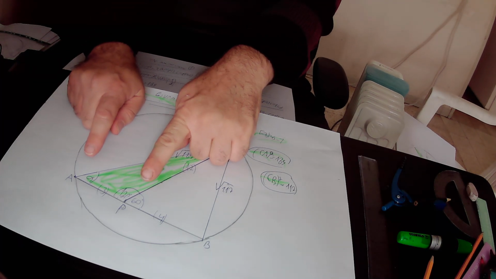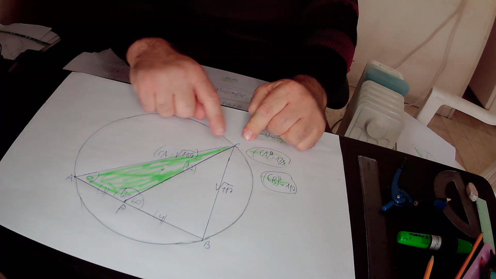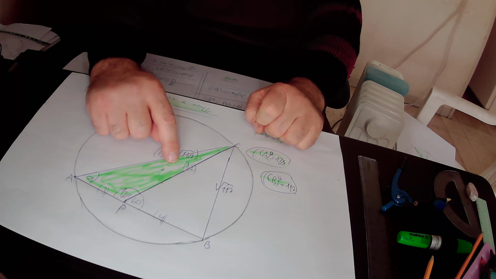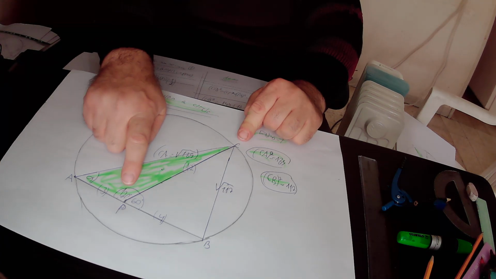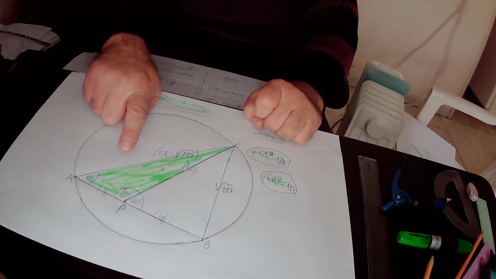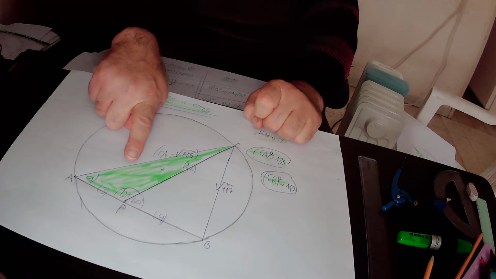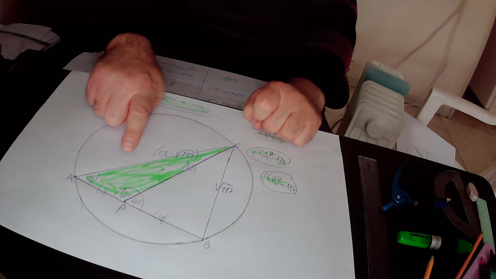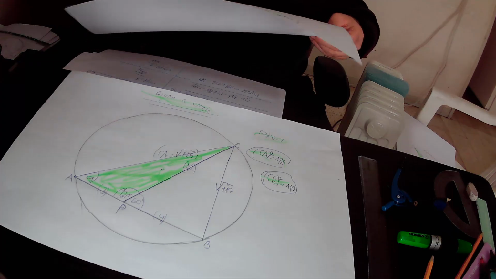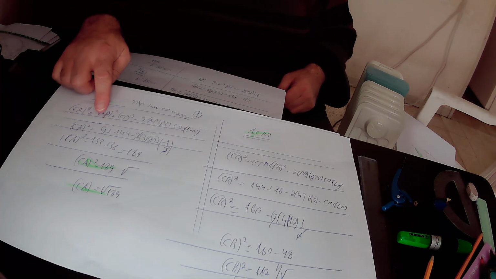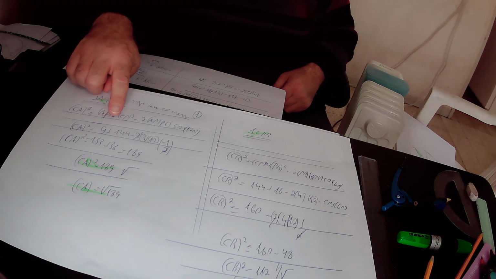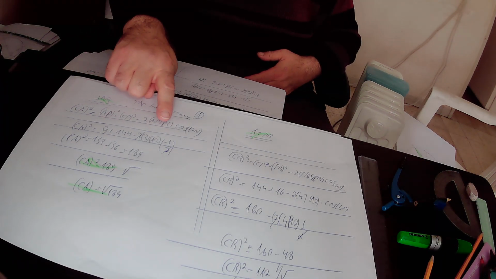AP is 3, therefore AP squared is 3 squared, that is 9. Plus CP squared. CP is 12, therefore CP squared is 12 squared, that is 144. Minus 2 times AP, that is 3, times PC, that is 12, times cosine 120 degrees. Cosine 120 degrees is equal to minus 1 half. So CA squared equals 9 plus 144 minus 2 times 3 times 12 times minus 1 half.